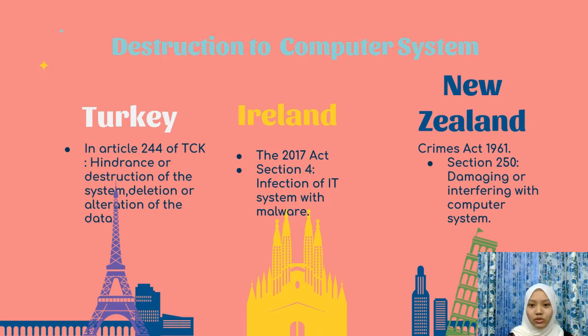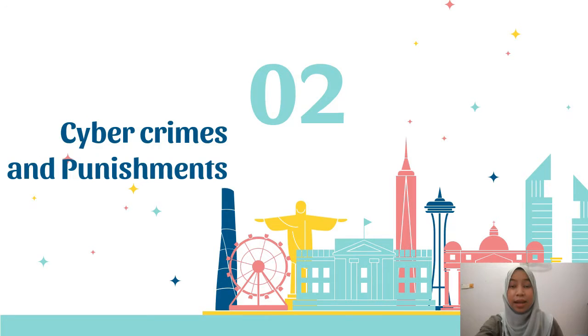The Turkish state will be linked to Article 244 of the TCK, which is hindrance or destruction of the system, deletion or alteration of the data, while Ireland is under the 2017 Act, which is infection of IT systems with malware, and the last one is New Zealand under the Crimes Act 1961, Section 250, which is damaging or interfering with a computer system. Next, the second topic is cybercrimes and punishment, where we will discuss the crimes and what the punishments are that have been sentenced on the criminal from each country.